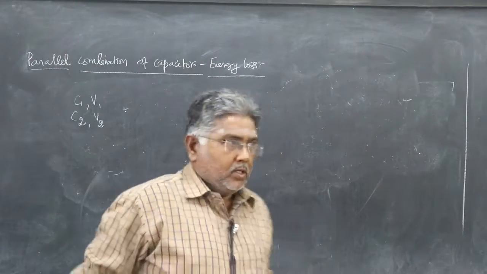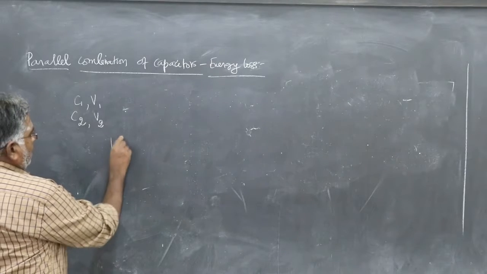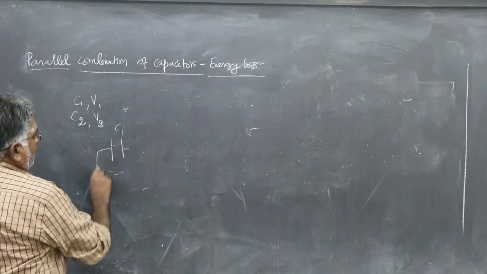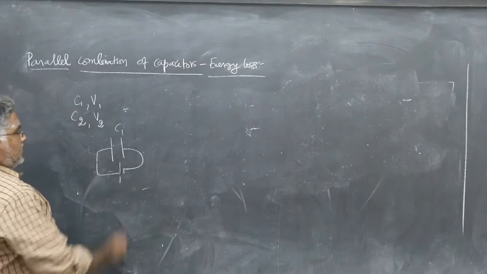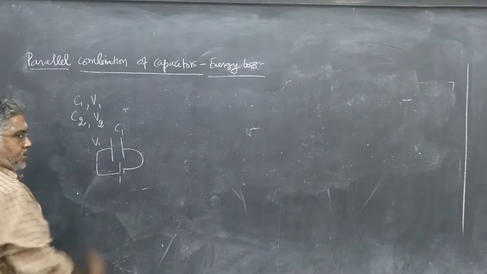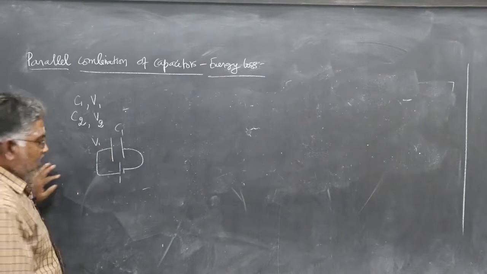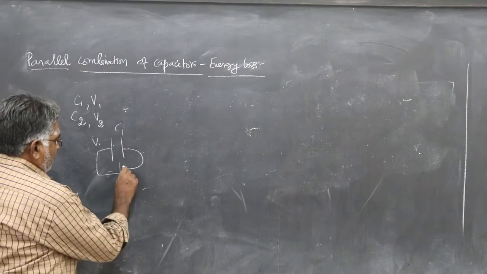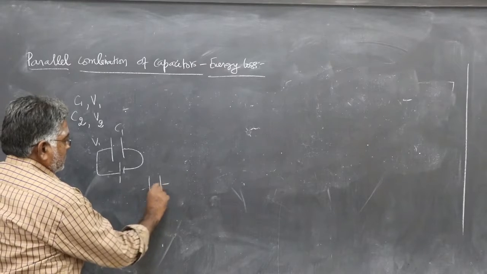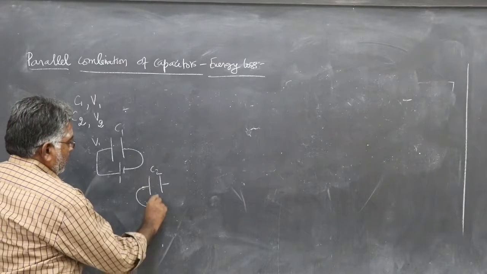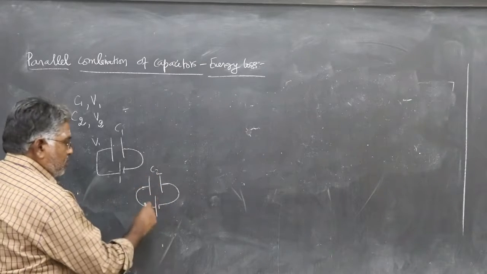Okay? So, there is a capacitor, capacitance C1 charged by a battery, say to a potential difference V1. Another capacitor of capacitance C2 connected to battery and its potential is raised to V2.